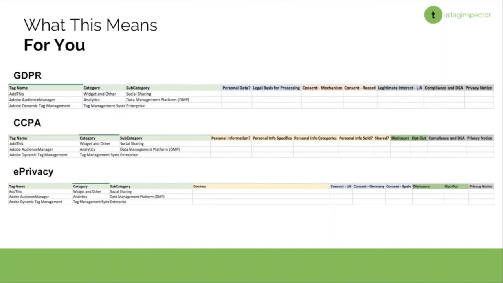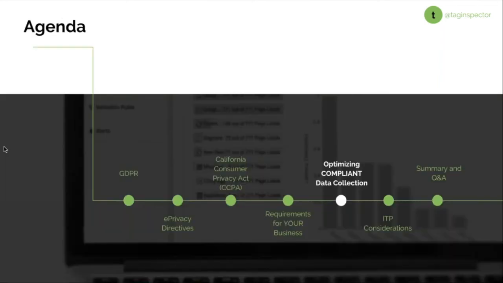So again, high level at first, understand what tags are loading. Number two, understand is the information that's being collected and processed, is it applicable under any of these different laws or regulations? And then working through for each, is it compliant? How can we optimize this? So those are the requirements, what you need to understand, what you need to really factor into compliant data collection, your data collection and tag management architecture.